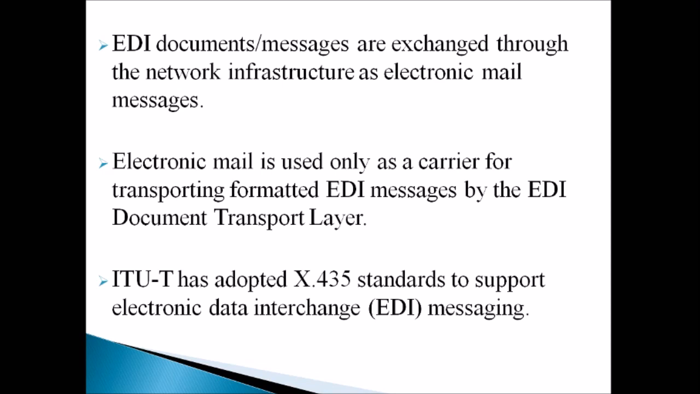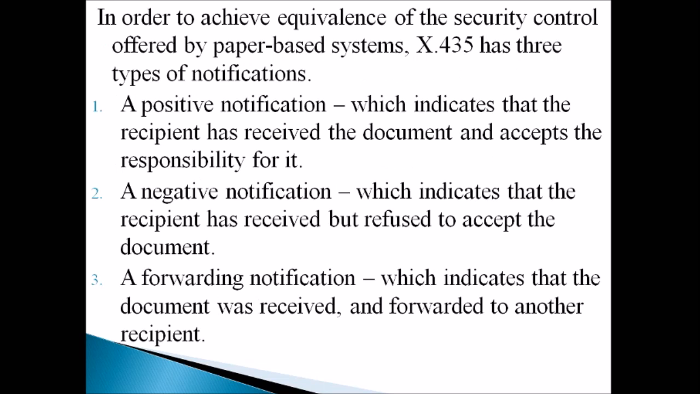ITU-T has adopted the X.435 standard to support electronic data interchange messaging. ITU-T is nothing but the International Telecommunication Union. In some situations, we may feel secure when we hand over a document in person, right? While we send it as an email, there might be a question of security. So in order to achieve equivalence of the security control offered by paper-based systems, X.435 has three types of notifications: a positive notification, a negative notification, and a forwarding notification.